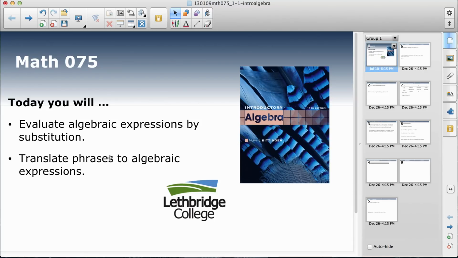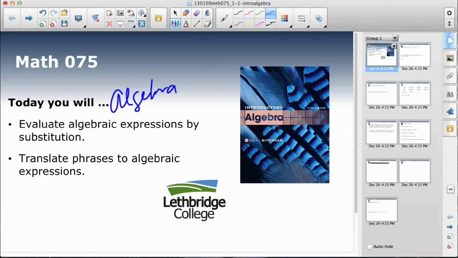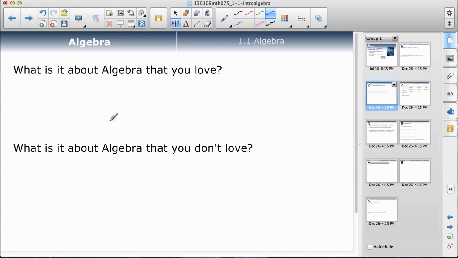Okay, in this section we'll be looking at algebra, so talking about algebra, and evaluating algebraic expressions, and we'll also look at translating worded phrases into algebraic expressions. First off, just a question maybe for you to think about is what is algebra and why do you love it? Or what are some things about algebra that you don't like?